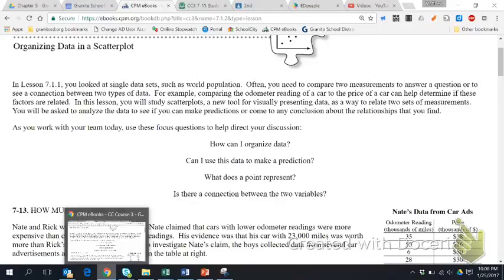All right, so in lesson 7.1.1, you looked at single data sets, such as world population. So that's what we were looking at yesterday, these pie charts. Often, you need to compare two measurements to answer a question, or to see a connection between two types of data. For example, comparing the odometer reading of a car to the price of a car can help determine if these factors are related. In this lesson, you will study scatter plots, a new tool for visually representing data as a way to relate two sets of measurements.